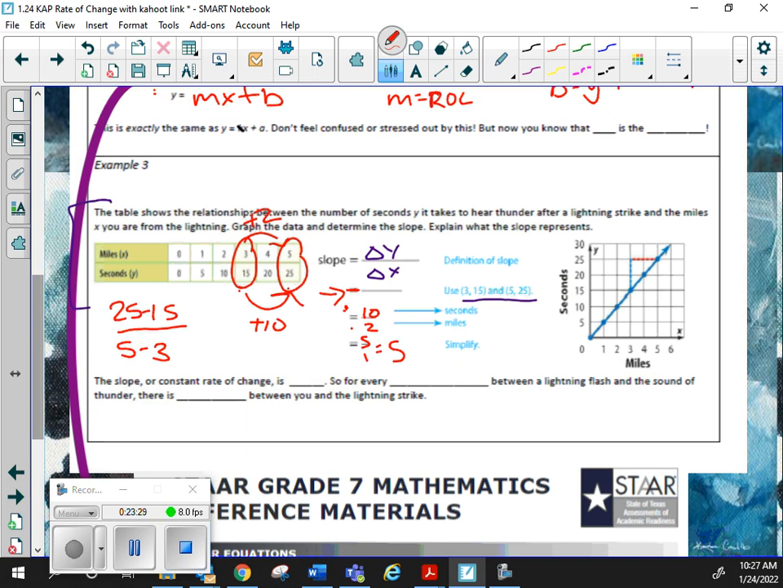Okay? The slope or the constant rate of change, we said, is 5. And we want to put some units with that. That change in y is talking about my seconds, and this is talking about my miles. So what it means in translation is for every 5 seconds between the lightning flash and the sound of thunder, there is 1 mile, because that's what we simplified to. For every 5 seconds, there's 1 mile between you and the lightning strike.